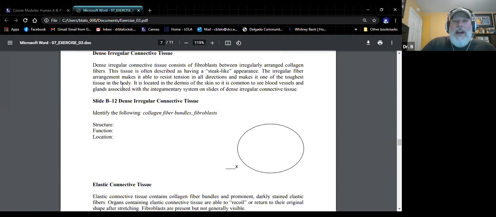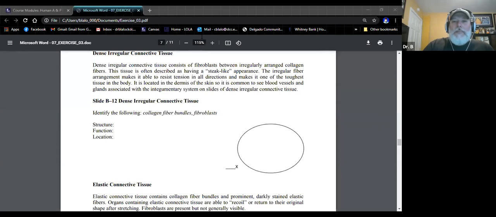Now, this is going to be a highly vascularized tissue. It says in your lab manual that it has a steak-like appearance, and it does kind of look like steak marbled through because the fibers are running in different directions. We kind of see light passing through it, and it gives it this steak-like appearance. But let's take a look at our dense irregular connective tissue.